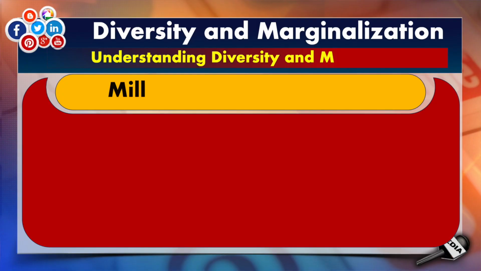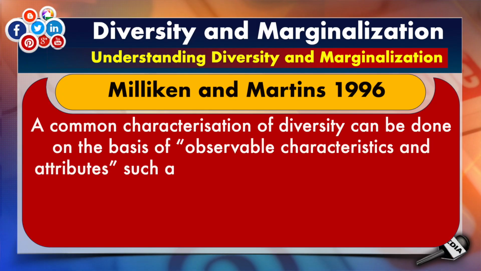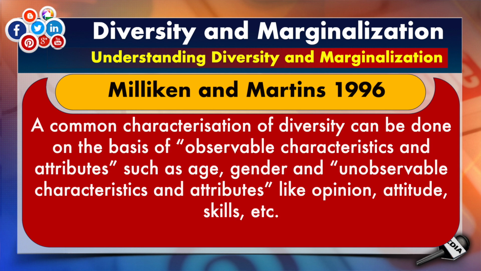We also understand from Milliken and Martins, who explain a common characterization of diversity, done on the basis of observable and unobservable characteristics. When you see the observable characteristics, they are evident from age, gender, race, ethnicity and various social groups. When we talk about the unobservable characteristics, they are opinion, attitude and skills. All these aspects are covered.